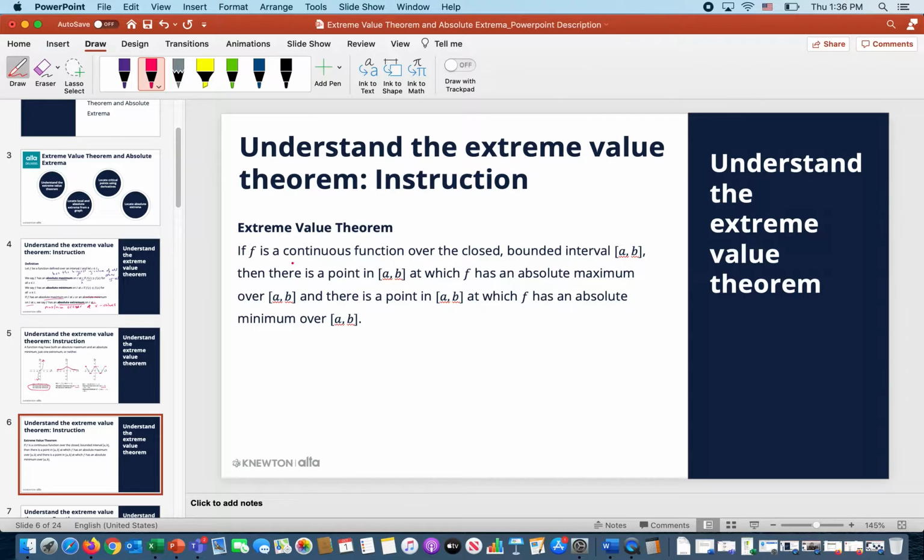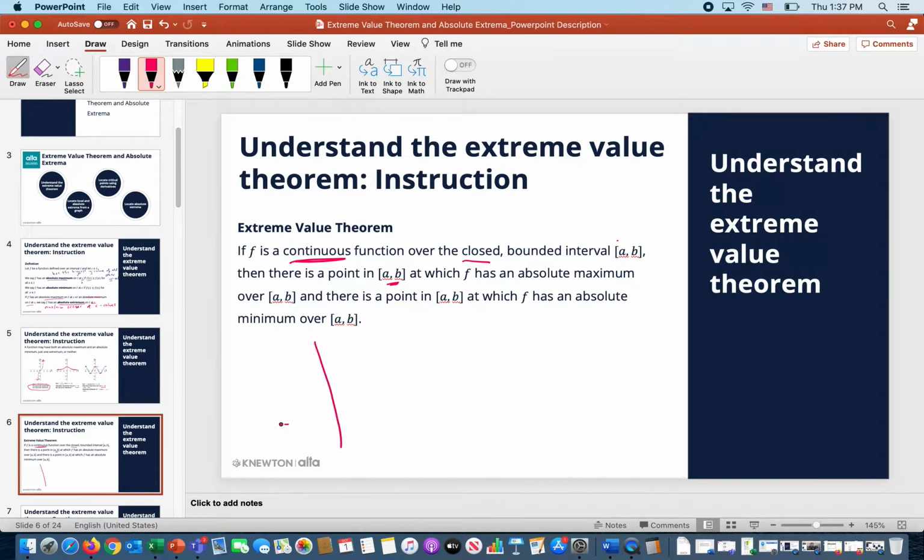If f is continuous, remember continuity from that first module, right? If f is continuous over a closed interval. Now, a closed interval is one where we include the endpoints. That's what these brackets mean, include the endpoints. Then there is a point inside, in between these x values, where f has an absolute maximum over that interval. And there's a point where there's an absolute minimum.